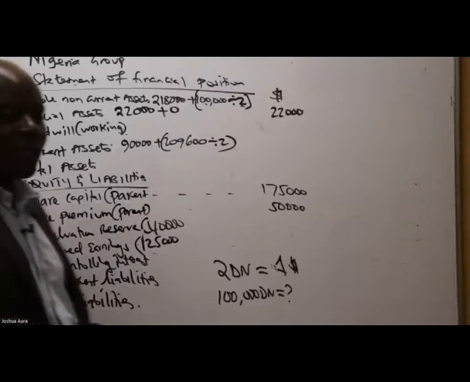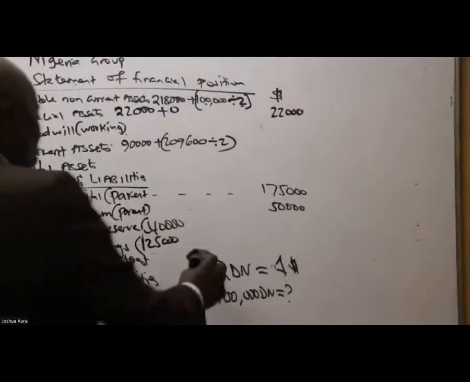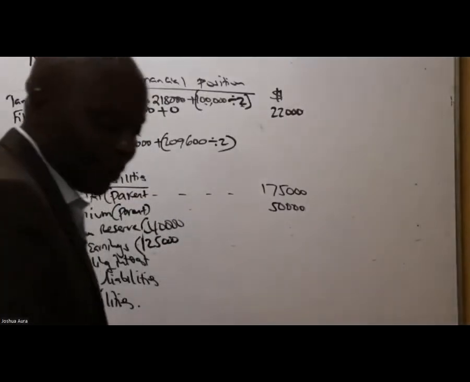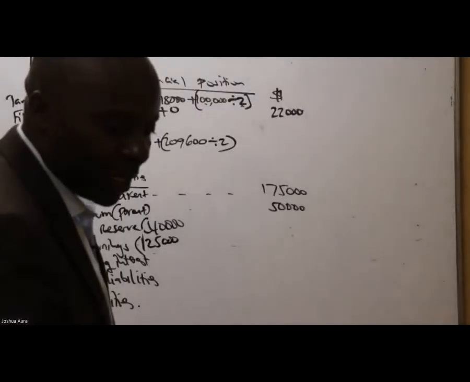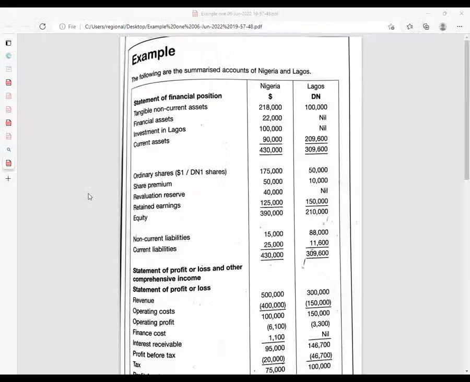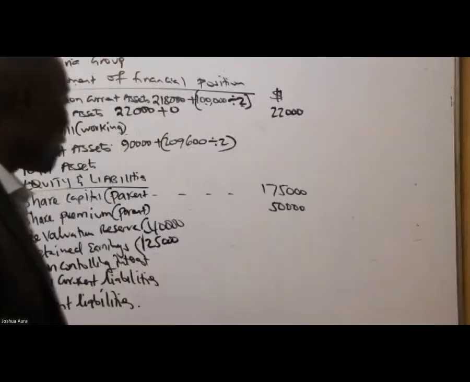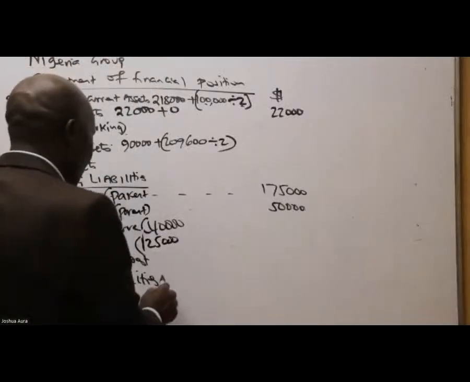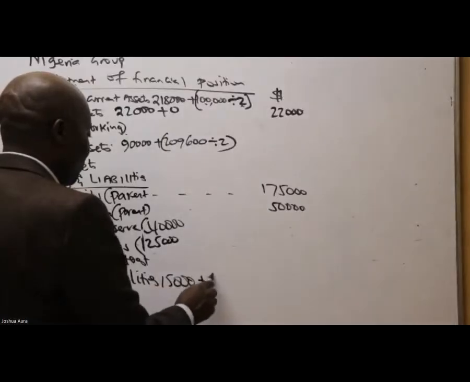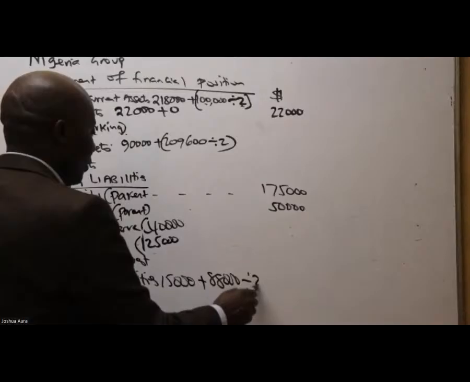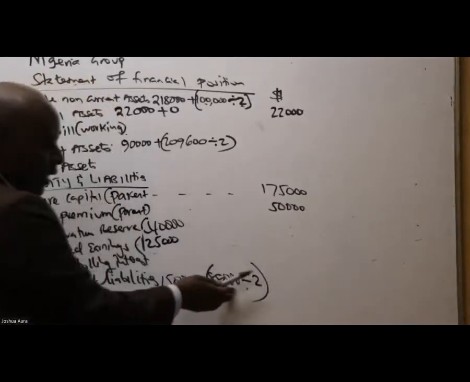So we go to the non-current liabilities. What do we have here? I'm combining. I can see 15,000 plus 88,000. But remember, these currencies are different, and we must retranslate the ones of the subsidiary. The 88,000 still falls under assets and liabilities, so it has to be retranslated. So we have 15,000 plus 88,000, but now this has to be divided by 2 like that. And remember, this 2 is only dividing this.